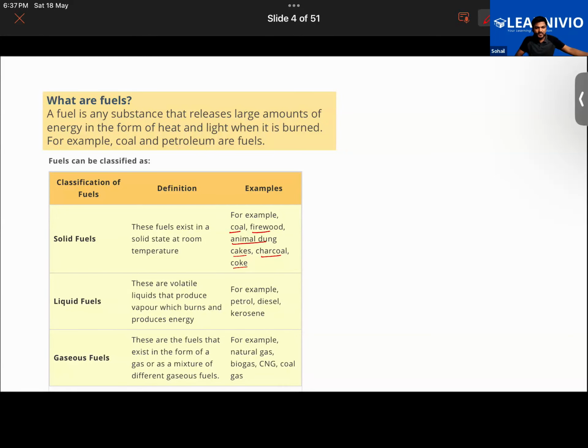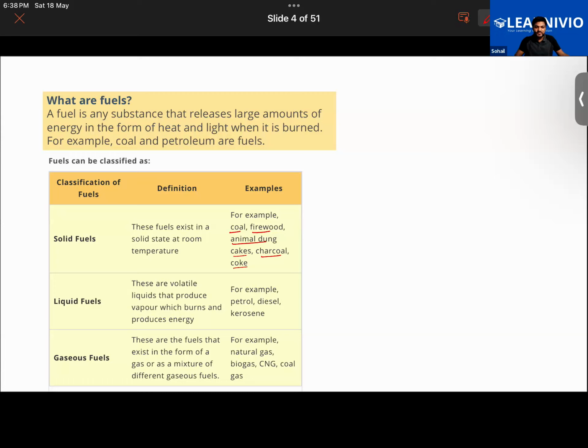What is coke? See, coke is obtained from coal. We have a topic in the chapter, the destructive distillation of coal. There you will get to learn about coke. Also, Alif, this is the first time you have joined this batch, right? Okay, you haven't missed much in this chapter, so you won't have any problem.